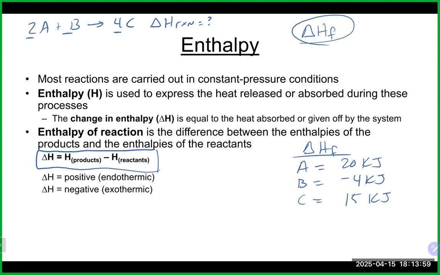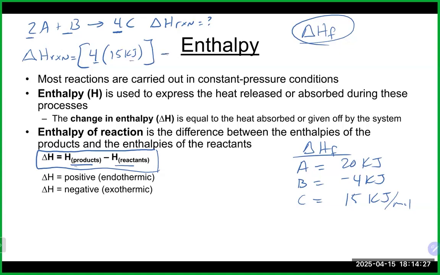So if we were to calculate this, we would do our products minus our reactants. Basically what we would do is take our delta H of our reaction. We'll start on our product side. There are 4 C's. We would take 4 times the value of C, which typically is kilojoules per mole. And we'll take 15 kilojoules there. That is all of our products, basically. This is basically moles times moles here.